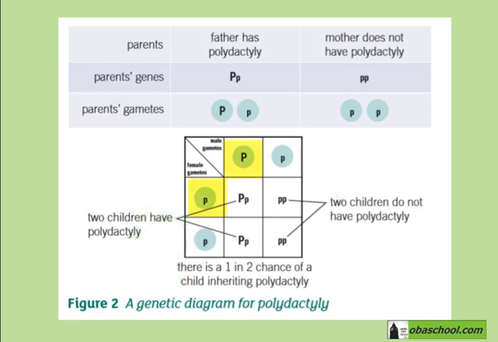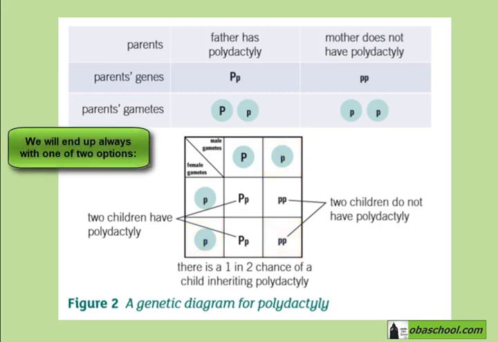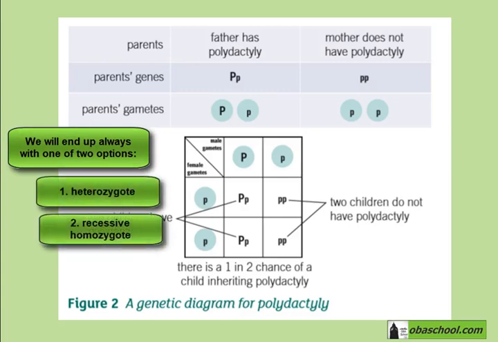So if gamete A of the mother mixes with gamete A of the father, we will have a heterozygote. If gamete A of the mother mixes with gamete B of the father, we will have a homozygote recessive. If gamete B of the mother mixes with gamete A of the father, we will have a heterozygote again. And if gamete B of the mother mixes with gamete B of the father, we will have a homozygote recessive again. So we see that we have two options, either heterozygote or homozygote recessive.